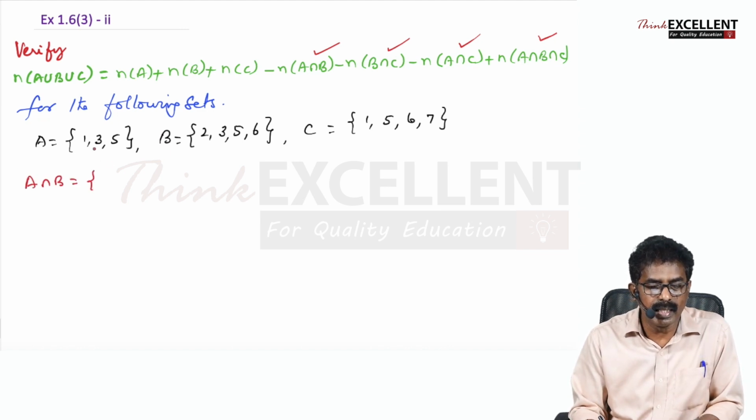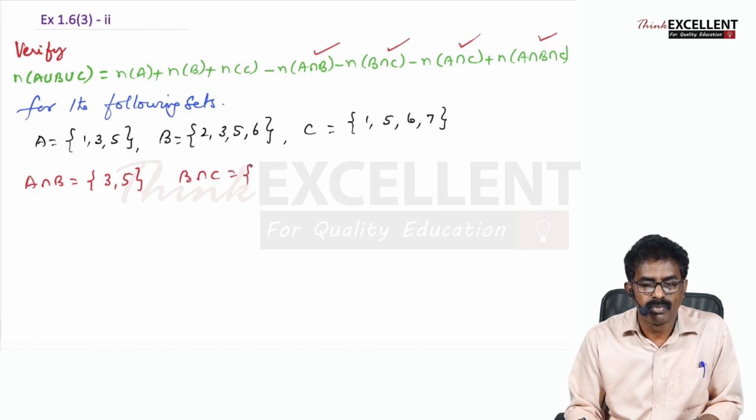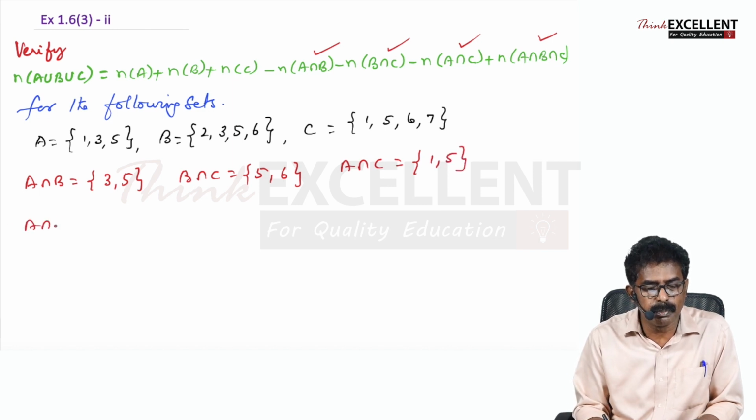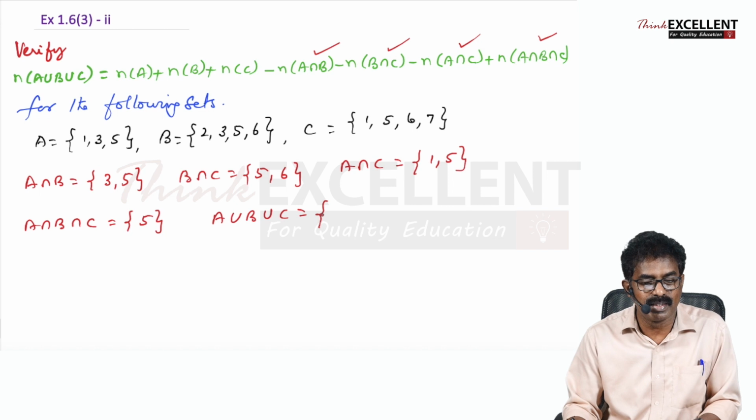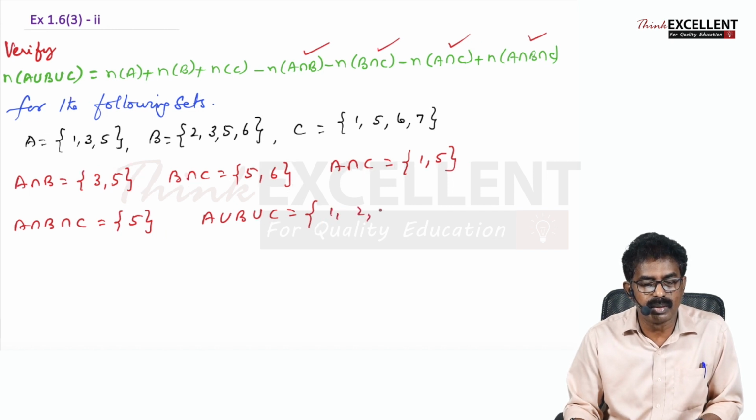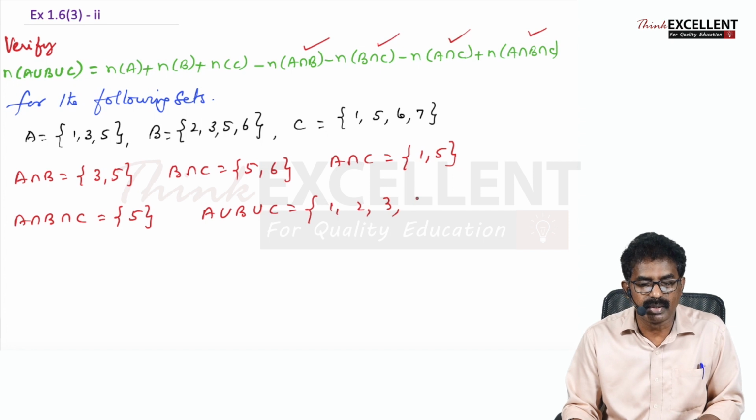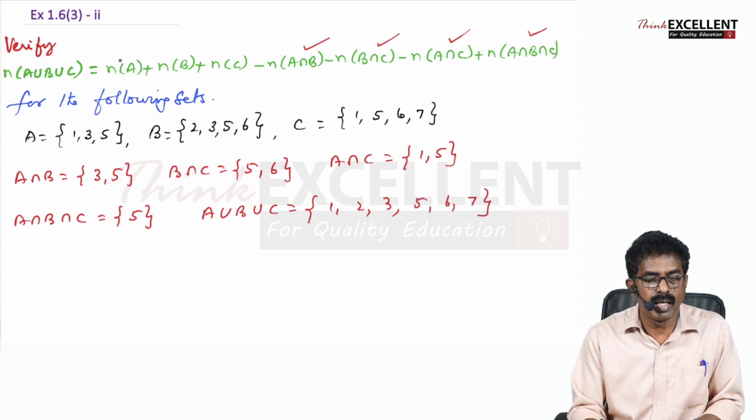So let us find A intersection B, right? Common for A and B. See what is common here? 3, 5, right? B intersection C, common for B and C, 5, 6, right? Common for A and C, A intersection C, first and last, 1, 5, right? Now another 2 more we need. A intersection B intersection C. Is anything common for all the 3? It is 5. Then finally A union B union C, every element in all the 3 sets, right? 1, 2, 3 is there. 4 is not there. 5, 6, 7, right? So now all the sets we got it.